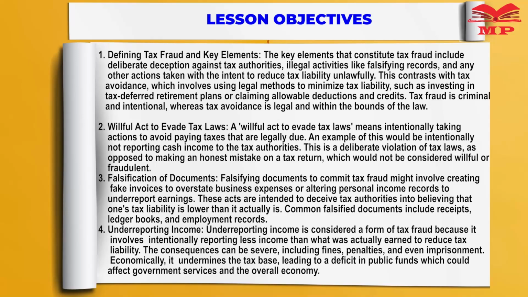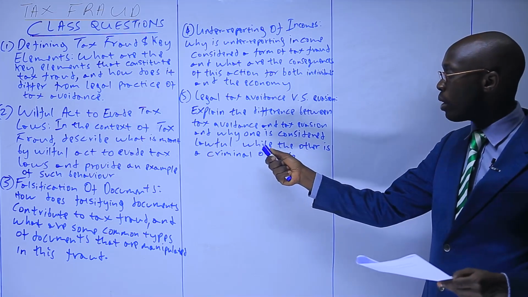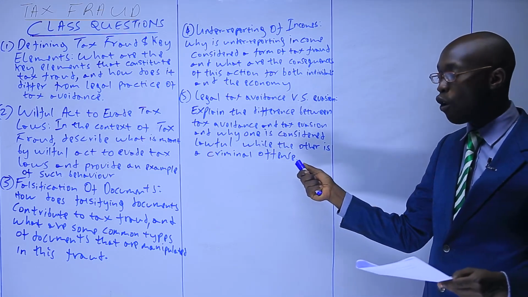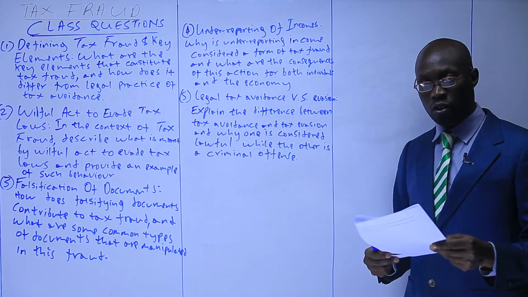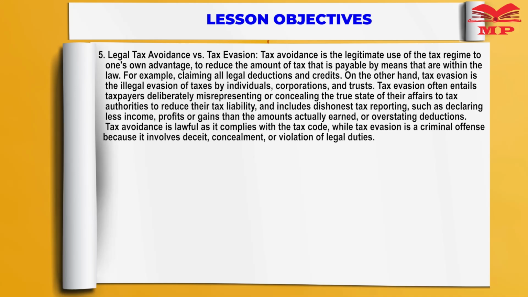You can read from here. Legal tax avoidance versus evasion. Now explain the difference between tax avoidance and tax evasion, and why one is considered lawful, while the other is a criminal offense. So here is the answer. Legal tax avoidance versus tax evasion.